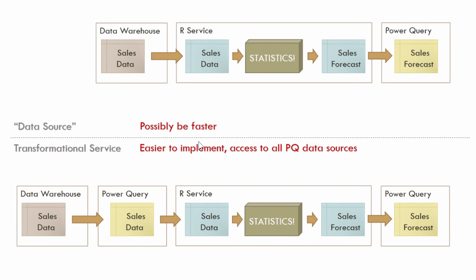The bottom one, I think, for me at least, is always going to be easier to implement because you get access to all the different Power Query data sources. For the kind of work we do, I think it's just going to be easier. But the top one is a smaller pipeline, so it might be faster. If speed is an issue, once you've got the bottom one working, you might consider seeing if you can convert it into the top one.